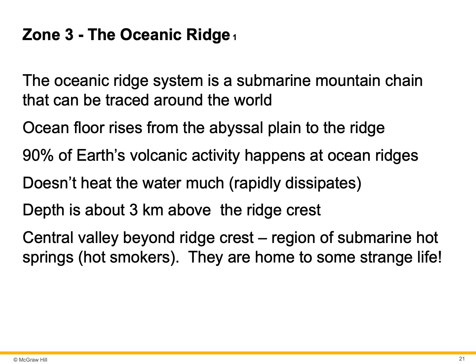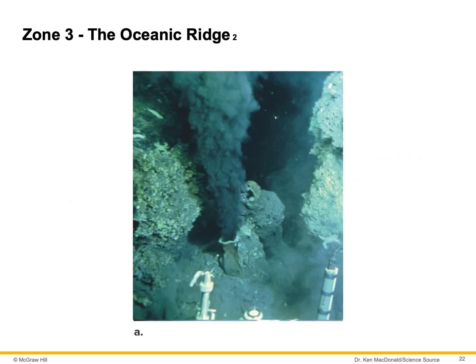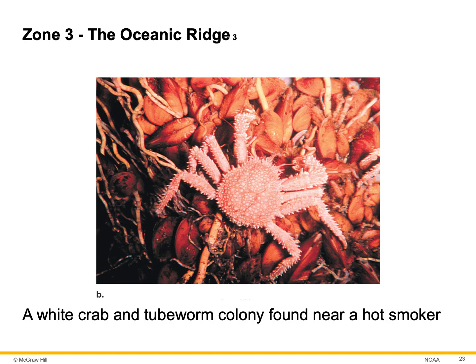The central valley beyond the ridge crest is the region of submarine hot springs, hot smokers. They are home to some really strange life. Here's a hot smoker vent where the mineral-rich heated waters are expelled into the cold waters of the deep Pacific Ocean. And right here you can see the equipment that's being used. Here's a white crab and a tube worm colony.